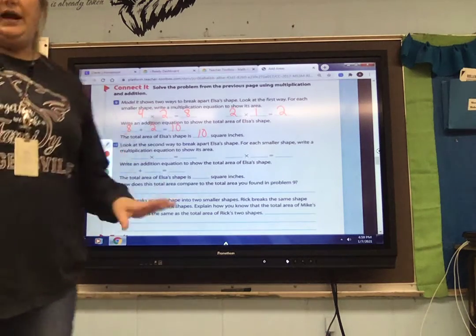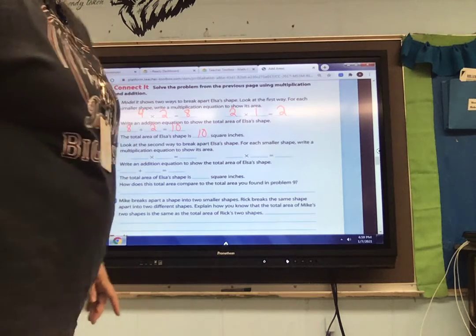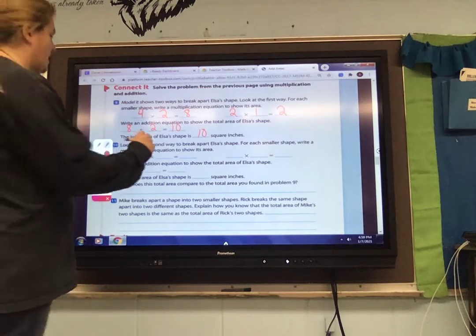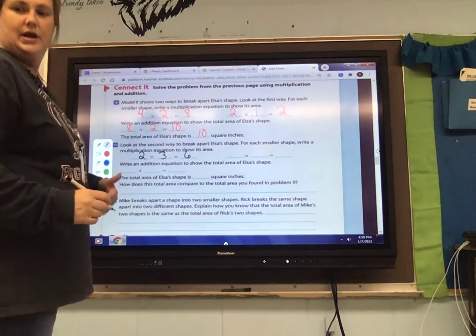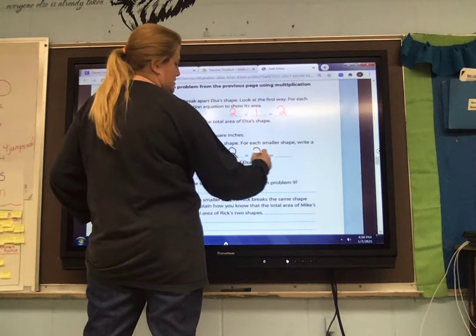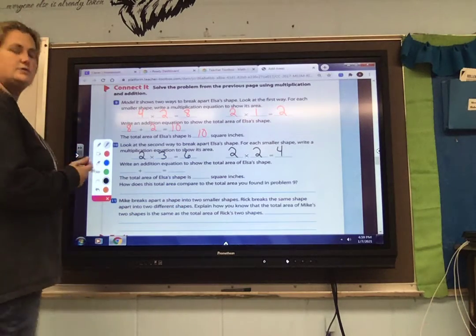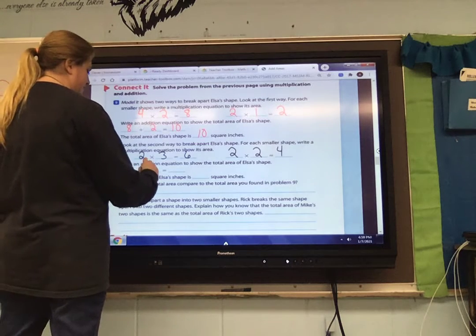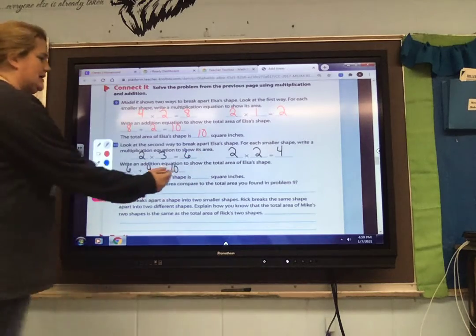If we look at the red models, they have a top area of 2 rows and how many columns? 3 columns, and 2 times 3 is 6. And then the one under it is a square, so it has 2 rows and 2 columns. And 2 times 2 is 4. Then we want to add those 2 back together because we cut them apart. And 6 plus 4 is also 10. So we get 10 for an area.